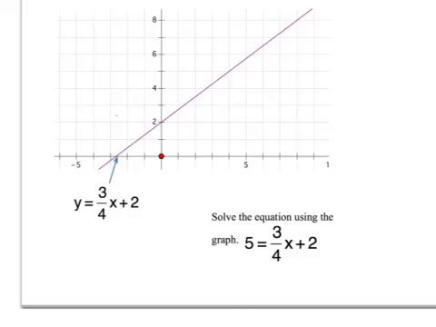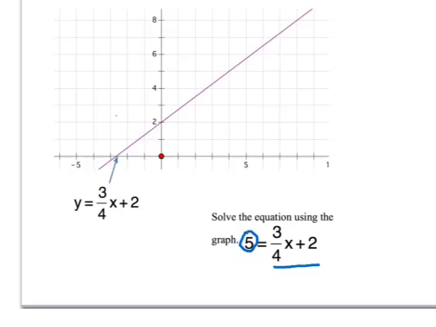Here we go. We're going to solve this equation, 5 is equal to 3/4 x plus 2, using a graph. The way to do that is to start with the right-hand portion of the equation and graph it. So we graph the line y is equal to 3/4 x plus 2, and we want to know where y, in this particular case, is exactly the same as 5.